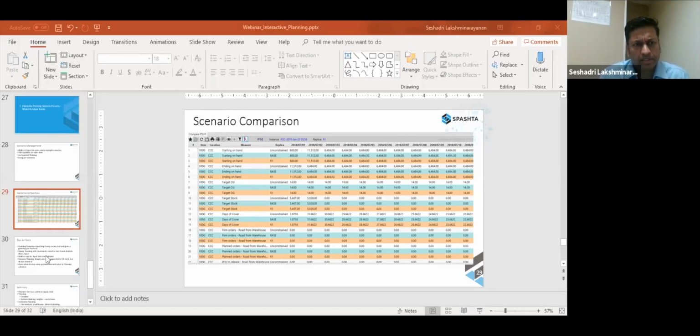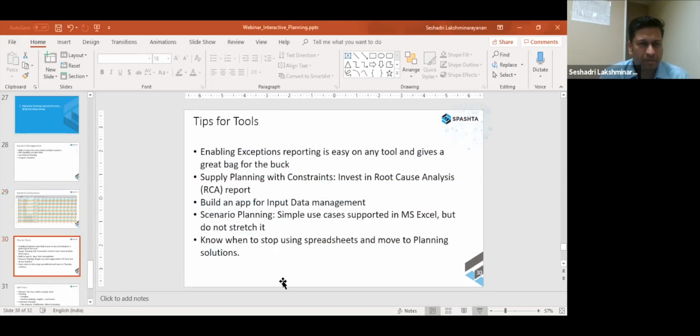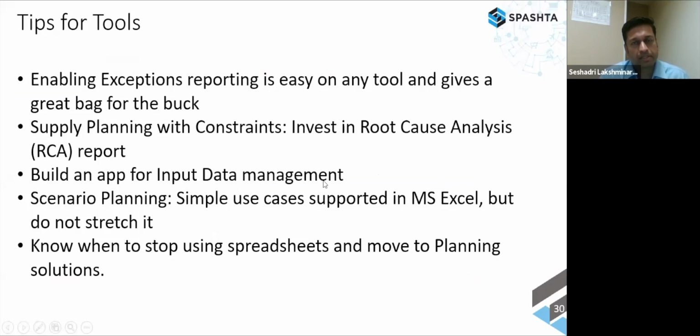So yeah, the last thing that we talked quite a bit about interactive planning, and I know we are running out of time. The last couple of things that I wanted to mention here are some tips that I wanted to offer to planners. If the planning team is looking to build their own tool or looking to procure tools, some of the things that I thought would be useful: the first thing is know when to stop using spreadsheets and move into planning solutions. This is a very important thing. At some point in time, spreadsheets cannot scale, but till you reach that point, spreadsheets are just fine.